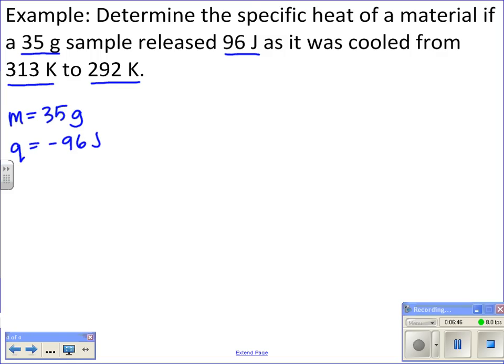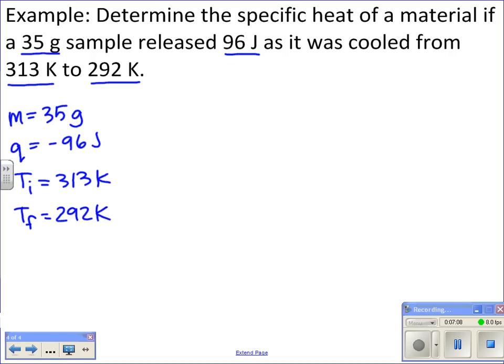This is what I was talking about, choosing the sign. Negative because it's being released. Negative is always going to go out. And it was cooled from 313 Kelvin. So that is our starting, our initial temperature. And then it's going down to 292. So that is our final temperature.